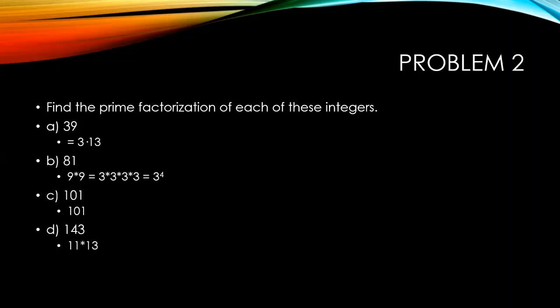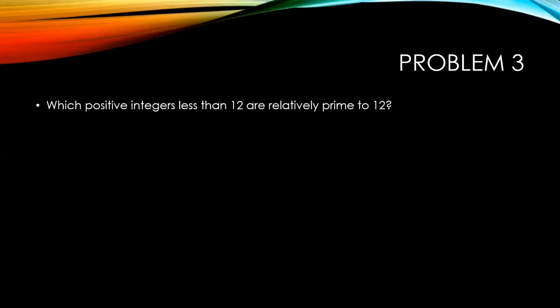Okay. Problem number 3. Which positive integers less than 12 are relatively prime to 12? So basically, we're just going to determine, from 1 to 11, if it's relatively prime to 12. If it's relatively prime, the two numbers' only common factor is 1. That is relatively prime. Okay, so let's start with 1 and 12. It's 1.